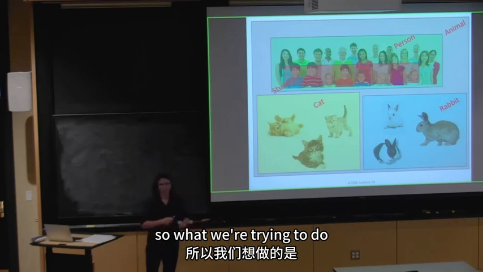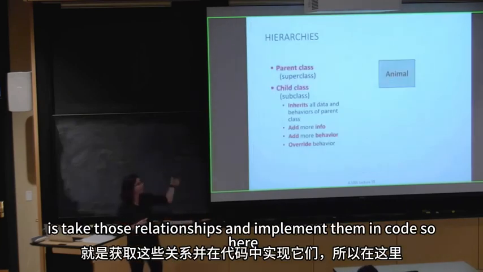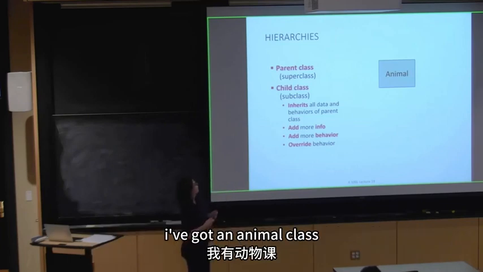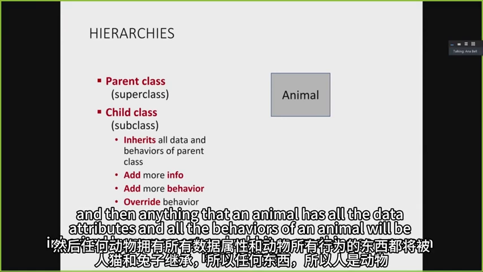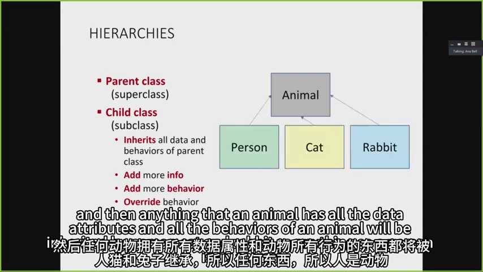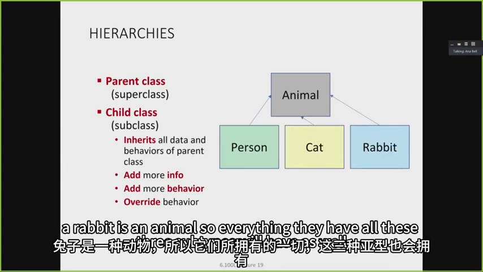So what we're trying to do is take those relationships and implement them in code. So here I've got an animal class, which is sort of my base class. It's also called the parent class or superclass. And then anything that an animal has, all the data attributes and all the behaviors of an animal, will be inherited by person, cat, and rabbit. So a person is an animal, a cat is an animal, a rabbit is an animal. So everything they have, all these three subtypes will have as well.